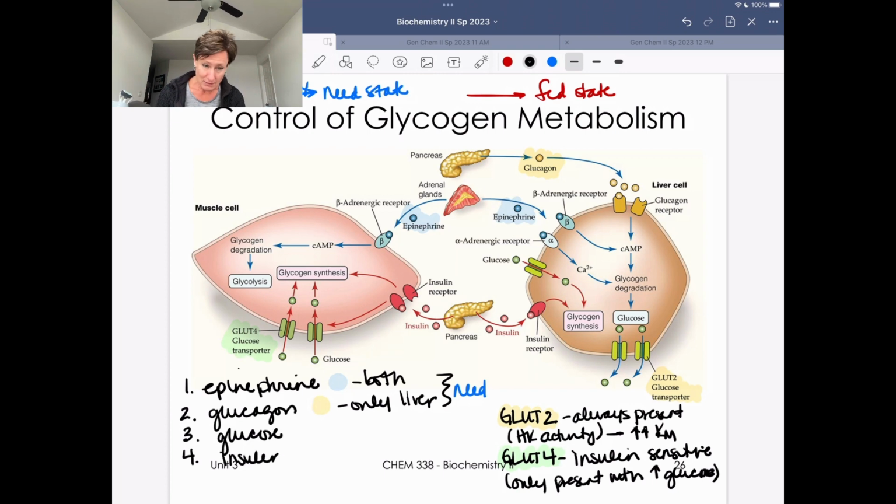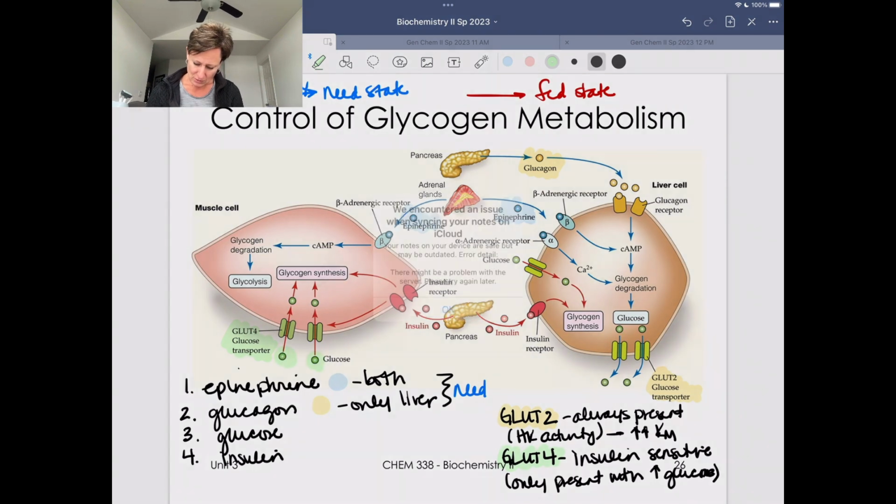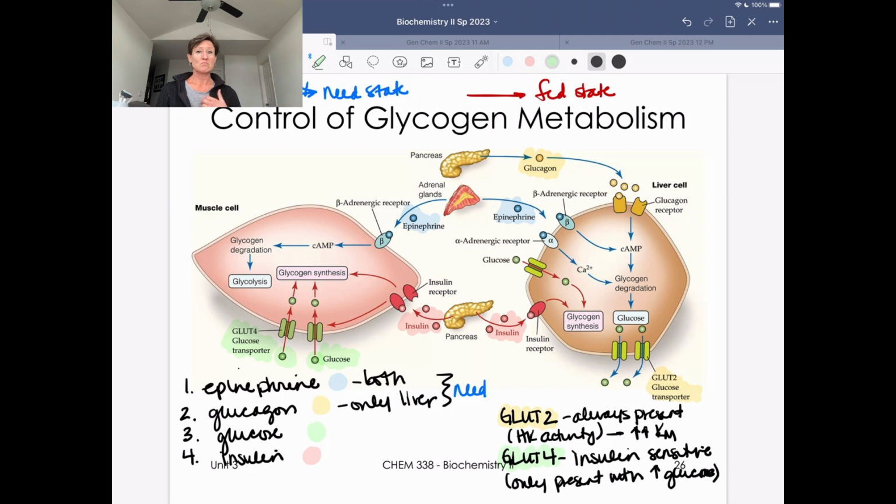Now, when we think about glucose and insulin, again, these are both fed state signals. So let's go ahead and highlight where we see these. Here's our glucose, little green guys here. And then our insulin is red there. Insulin, again, is secreted from the pancreas. With glucose, we've got high blood sugar because we've eaten. So highlighting that these are fed state signals.